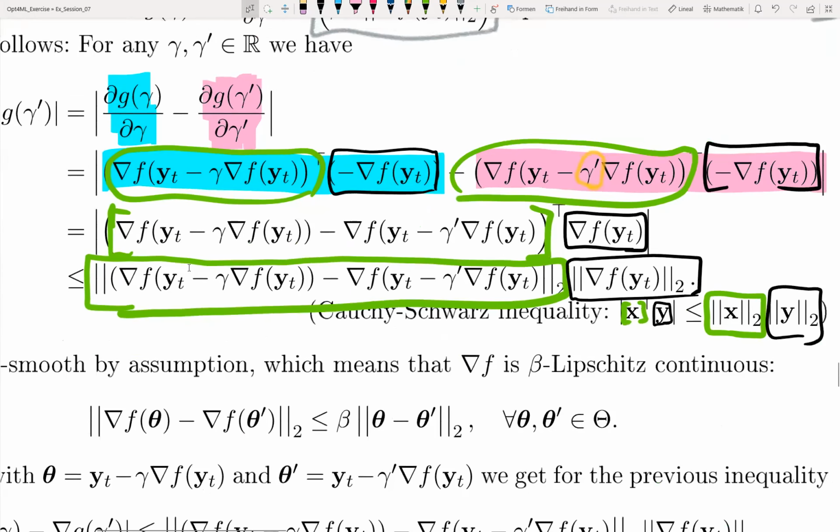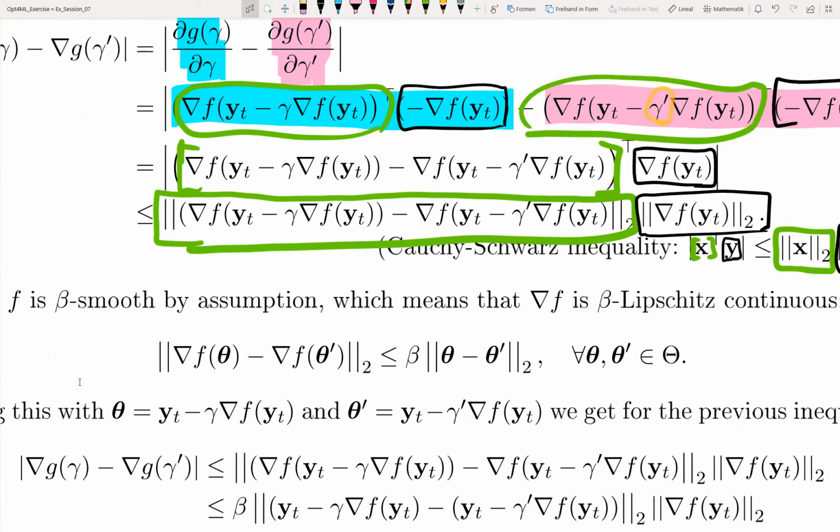So you see, okay, somehow we need to use the beta smoothness assumption. Somewhere the beta smoothness assumption of the function f should come into play. The beta smoothness assumption is that the gradient of f is beta Lipschitz continuous. You see it here again.